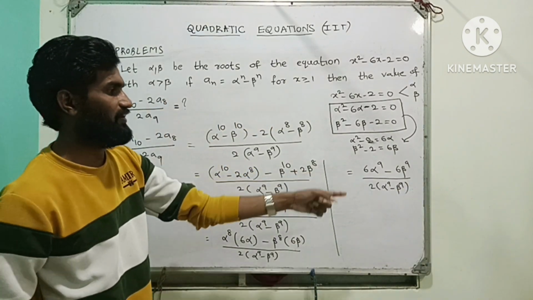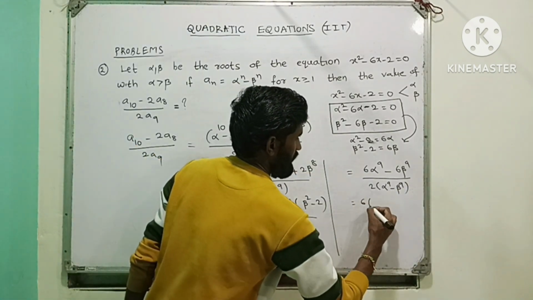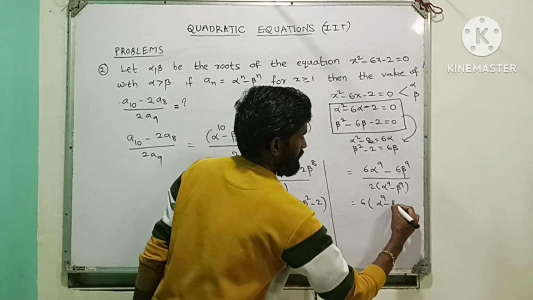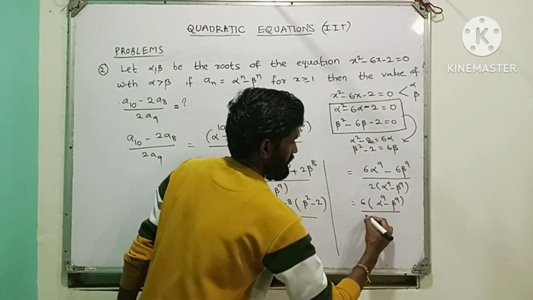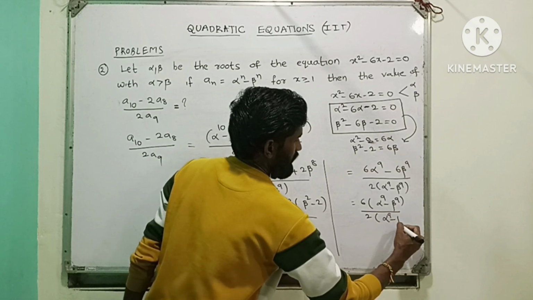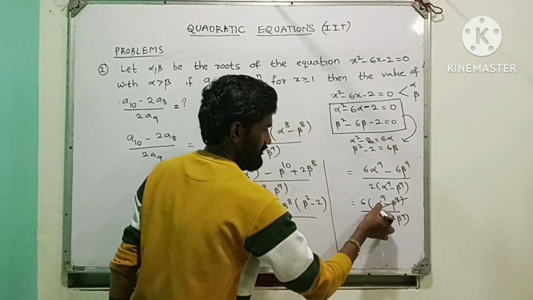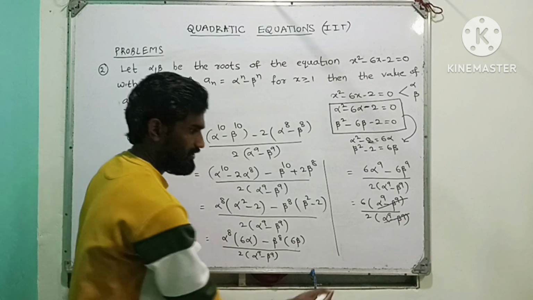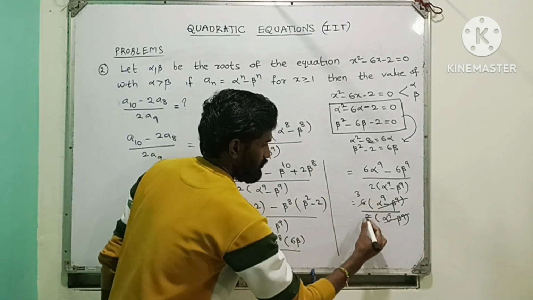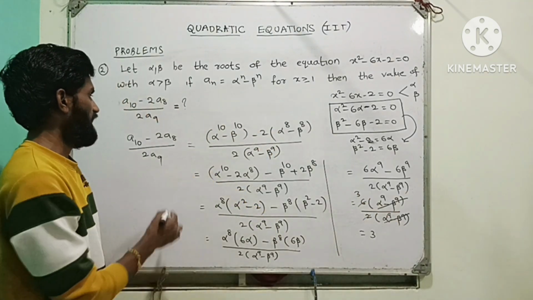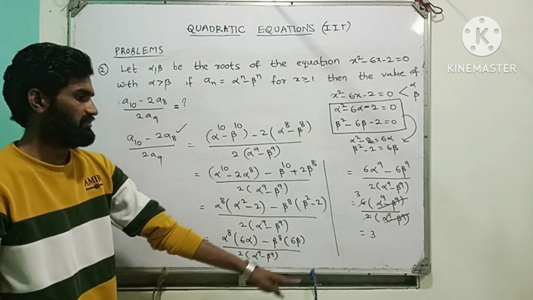So in the numerator if I take 6 common, what I will get? Alpha power 9 minus beta power 9 by 2 into alpha power 9 minus beta power 9. These two will get cancelled. And 2 ones are 2, 3s are 3. So the answer is 3. The answer of this is 3.